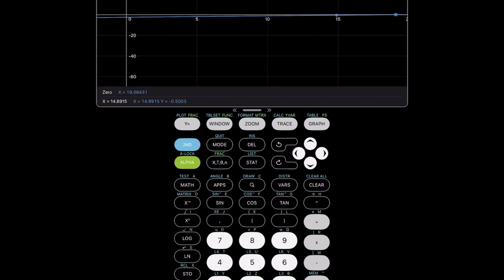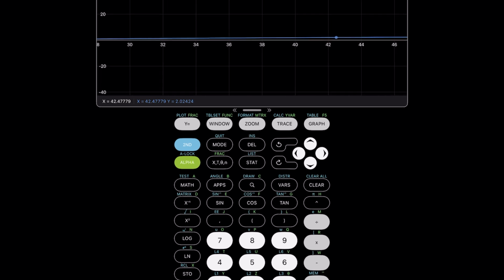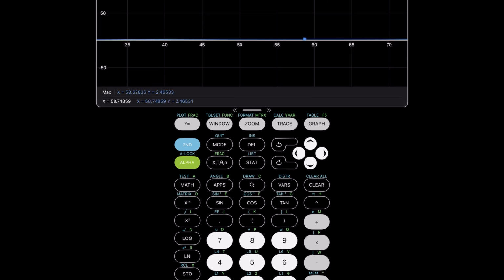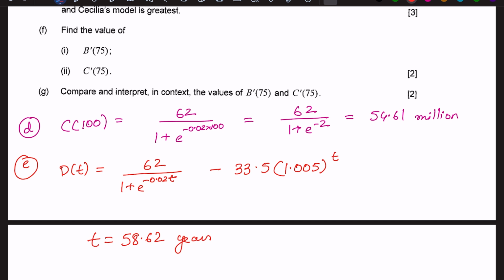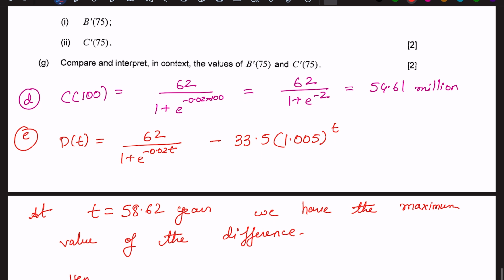If I try graphing this, I'll get something like this. Now we have to find the highest or maximum value of y in this graph. So here is the maxima, I guess. Maxima is at x equals 58.62. This is the point where the difference is the highest. So 58.62 is the maximum value of the difference. Hence, t equals 58 years. This will be the answer.